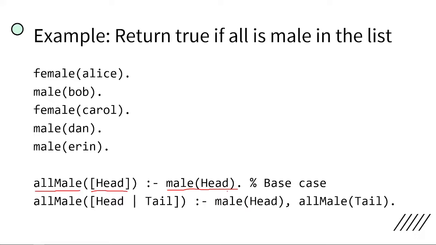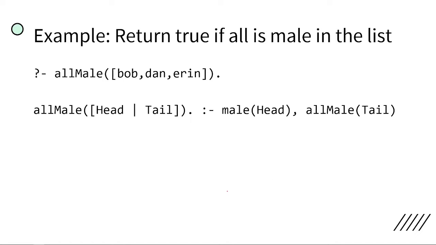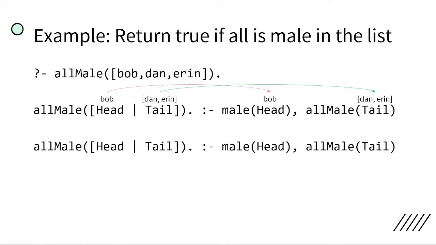So, if we visualize it again, Bob, Dan, and Aaron will be passed to this all male, and then broken up as head and tail. For Bob, we will check if he is male. And then we would check if Dan and Aaron are all male. Next, Dan and Aaron would be broken up as head and tail. And then we would check if Dan is male. Then we would check if the tail is all male, which in this case is just composed of Aaron.